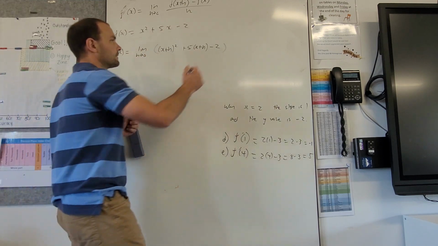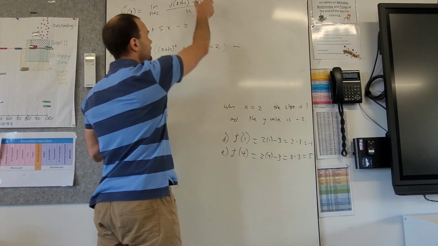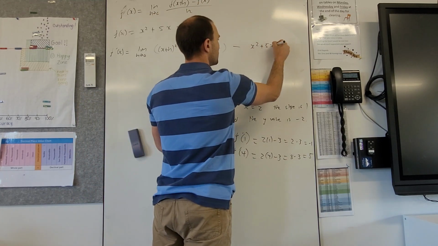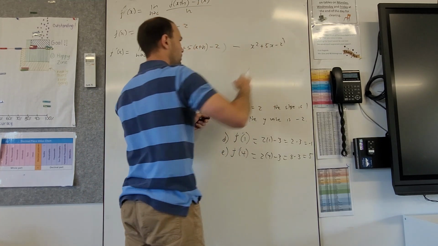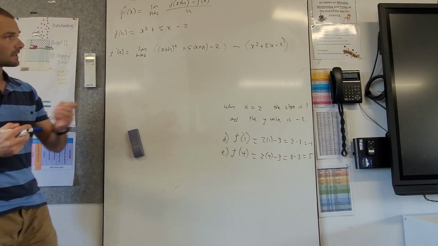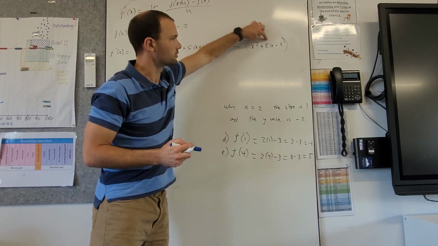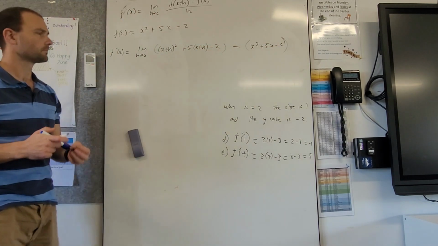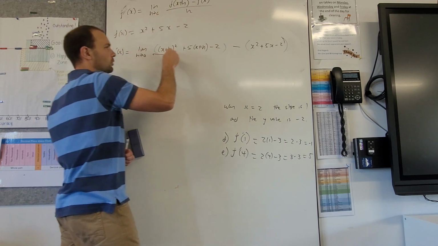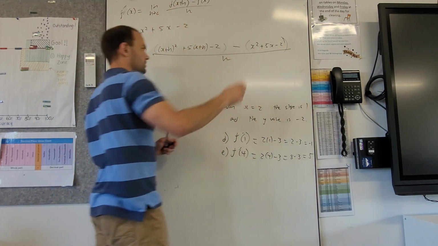And then we have take away f of x. So just take away the function. Now you must make sure you put this in brackets because the negative will distribute to all of those terms. All right, and f of x plus h, take f of x all on top of h.